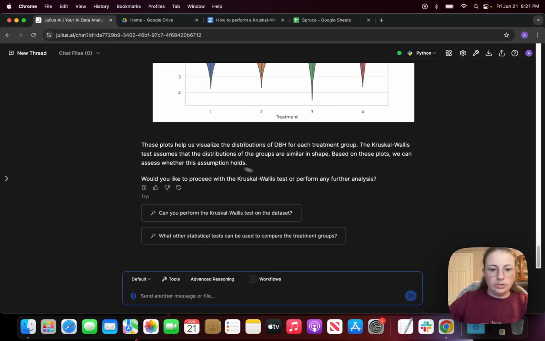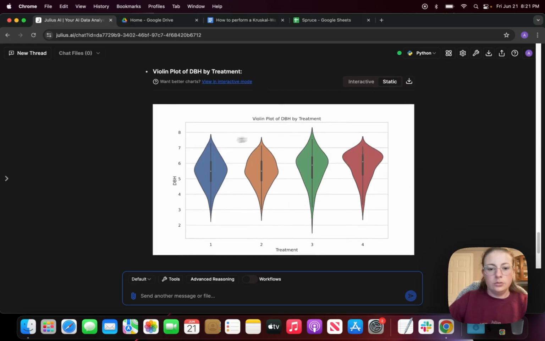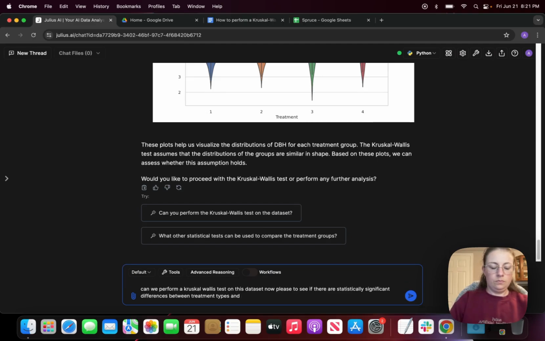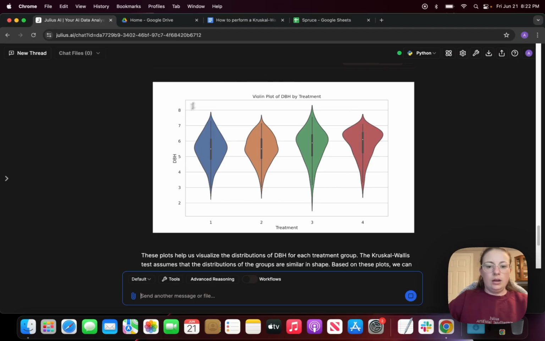And then what we're going to do, seems the distribution of the groups are similar in shape. So this is actually a really nice way to see how they are similar in shape. So now that we know that our data set, or our four treatments, have the same or close to the same distribution of data points, we are going to be running the Kruskal-Wallis test.